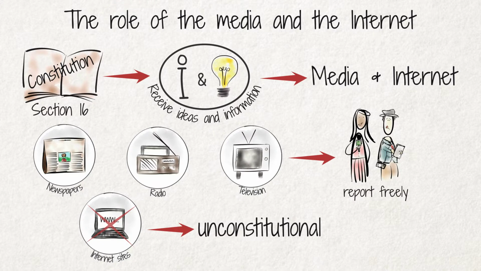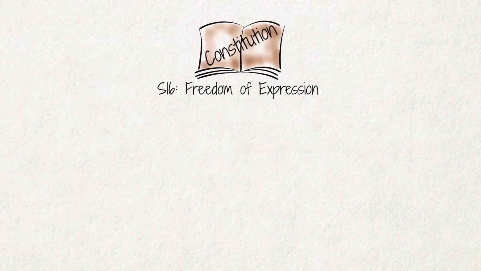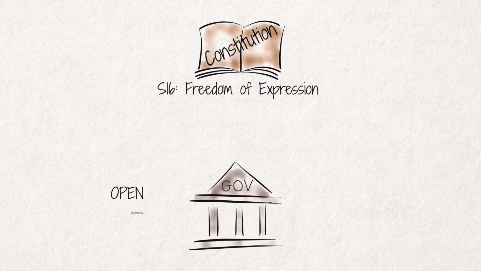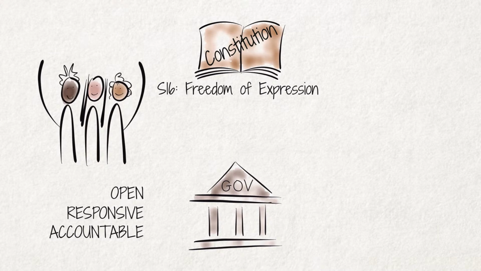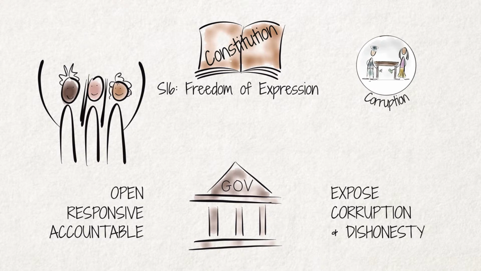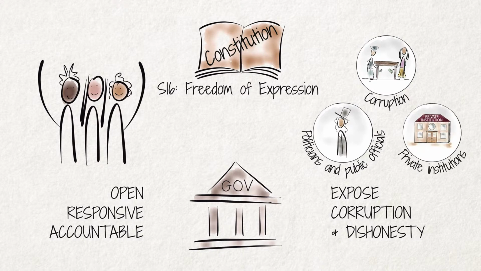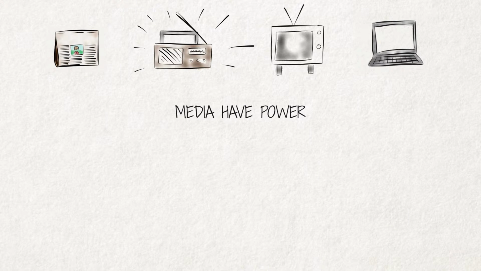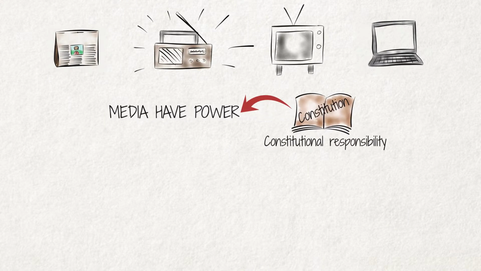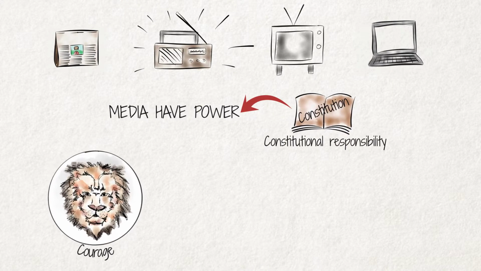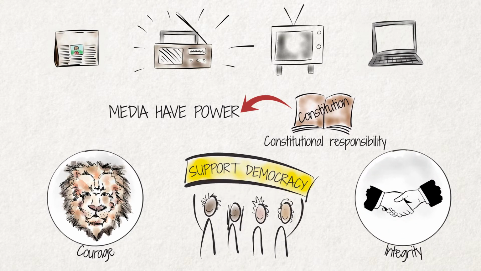One of the goals of protecting the right to freedom of expression is to promote a government that is open, responsive, and accountable to the people. Freedom of expression can help to expose corruption and dishonesty amongst politicians, public officials, and private institutions. The media have a lot of power, and they have a constitutional responsibility to act with courage and integrity to support democracy.